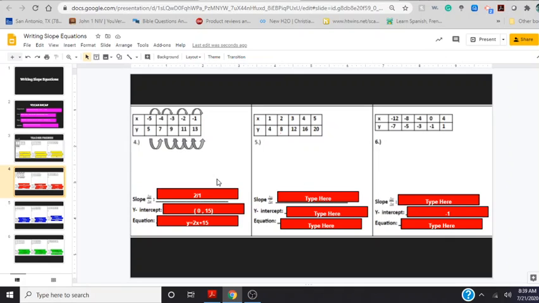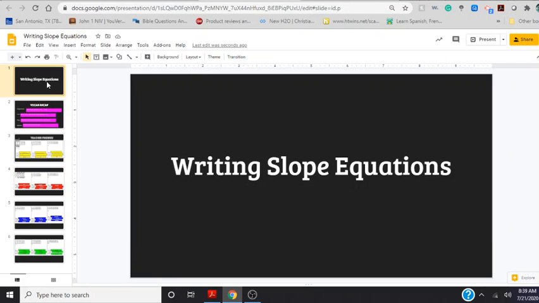Alright? This was writing slope equations from tables. Our next one will be writing slope equations from graphs.